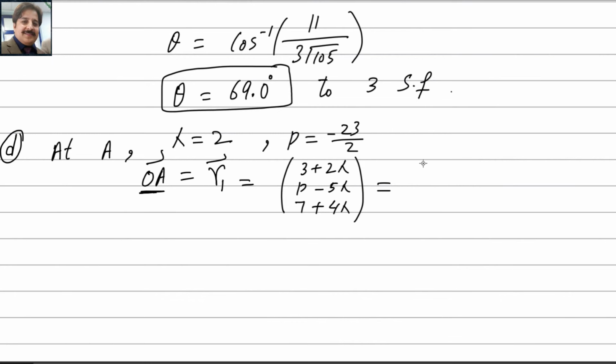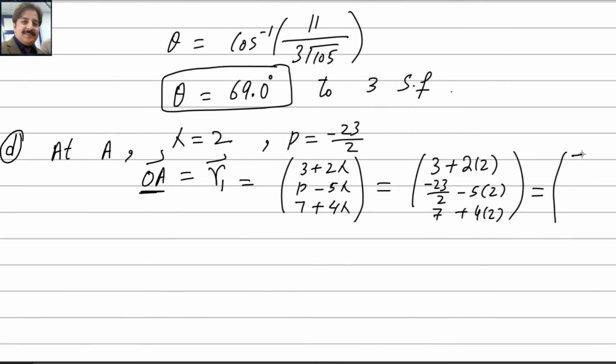So 3 plus 2 into 2, p is negative 23 over 2, minus 5 into 2, and then 7 plus 4 into 2, and we get the position vector for A. It will be 7, negative 10, negative 2, 20 and 43, negative 43 by 2, and this will be 8 plus 7 is 15. So this is the position vector for A.